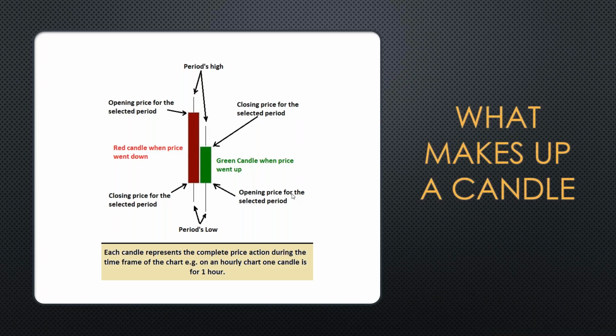Now, a candlestick is pretty basic. You have a bearish candle and a bullish candle. A candlestick is made up of what's called the body and the upper wick and the lower wick. You either have a red candle or a green candle, or in the old days, we had black and white candles.